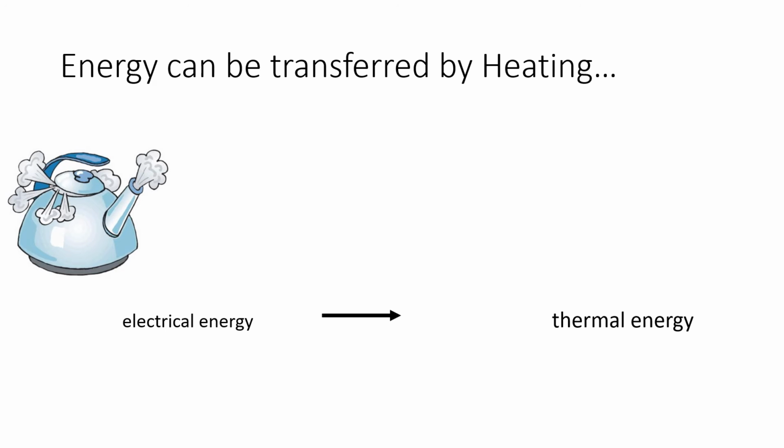And now, the first type of energy transference we're going to talk about is by heating. Take the kettle we have on the left. The kettle is receiving electrical energy from the socket, and it's turning that into thermal energy to then heat up the water.